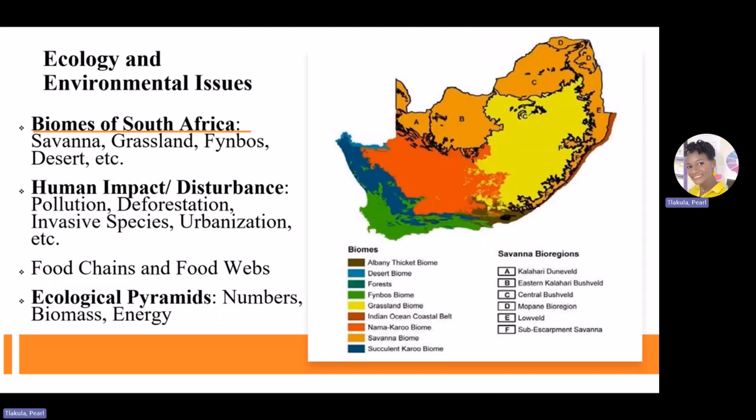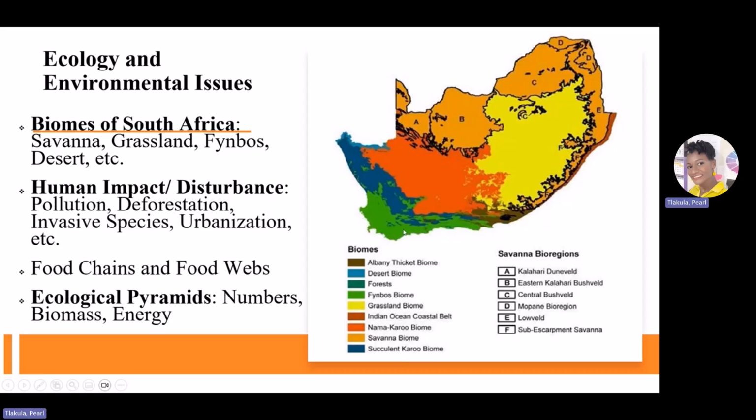So we are going to talk about ecology and environmental issues. This is very important, especially the biomes of South Africa. We have about 9 biomes, remember. We have the succulent karoo, the savanna, the Nama Karoo, the Indian Ocean coastal belt, the grassland biome, the fynbos, the forest, the desert, and the Albany thicket biomes.